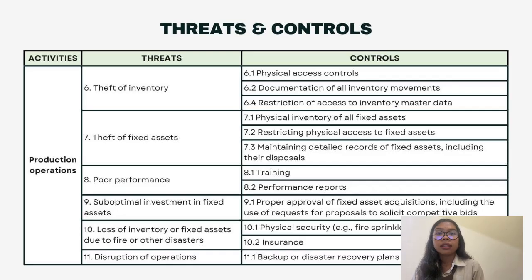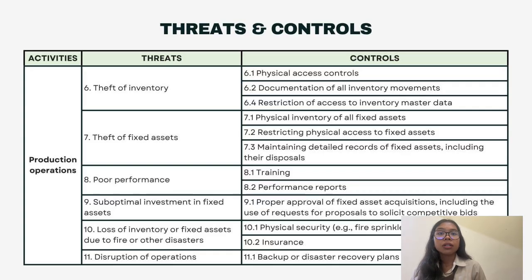And the next threat is poor performance. For the control is training, performance, and performance reports. And the next threat is suboptimal investment in a fixed asset. For the control is proper approval of fixed asset acquisition, including the use of requests for proposal to escalate competitive bids. And the next threat is loss of inventory or fixed assets due to fire or other disasters.